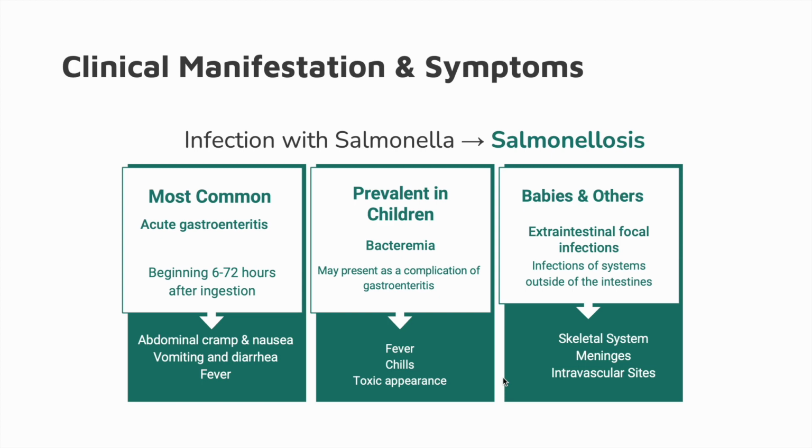Typically, there is an abrupt onset of abdominal cramping and nausea, followed by mild to severe vomiting, and potentially watery diarrhea that may contain blood or mucus. Some patients may also experience a fever.